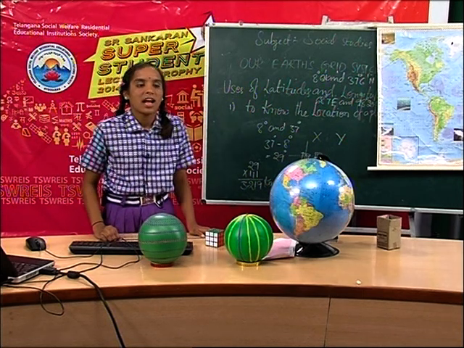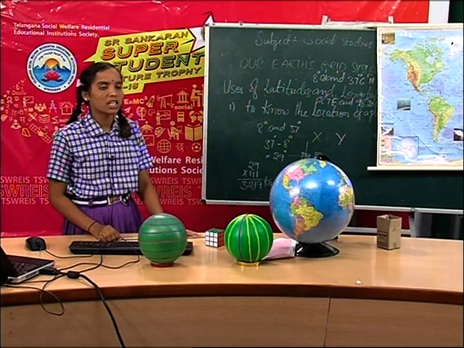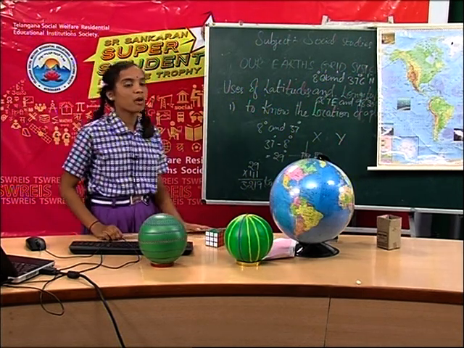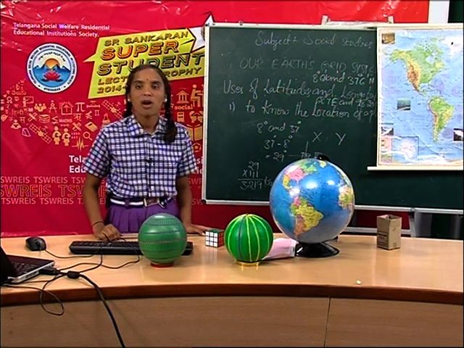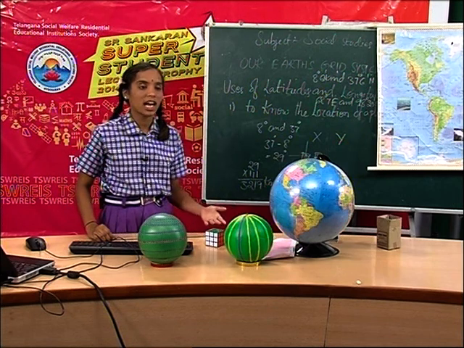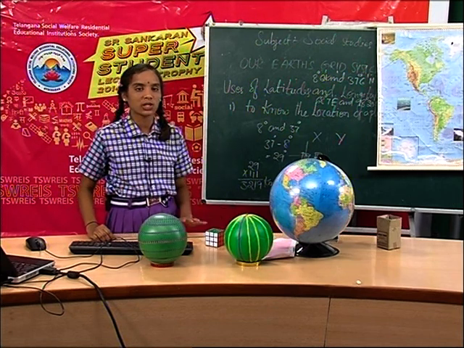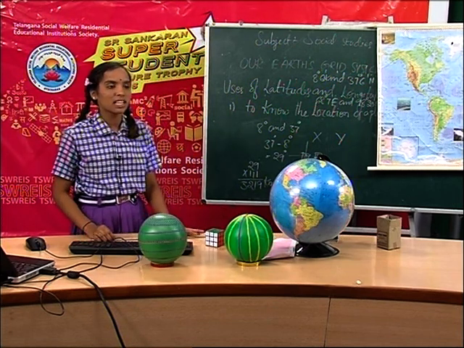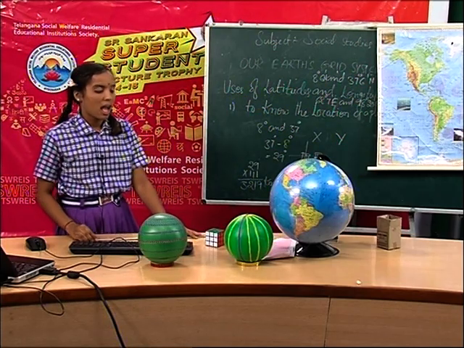And friends, now another use is to know the direction of a place. With the help of these latitudes and longitudes, we can know in which direction we should go to reach a particular place. And friends, another one is to know the time.